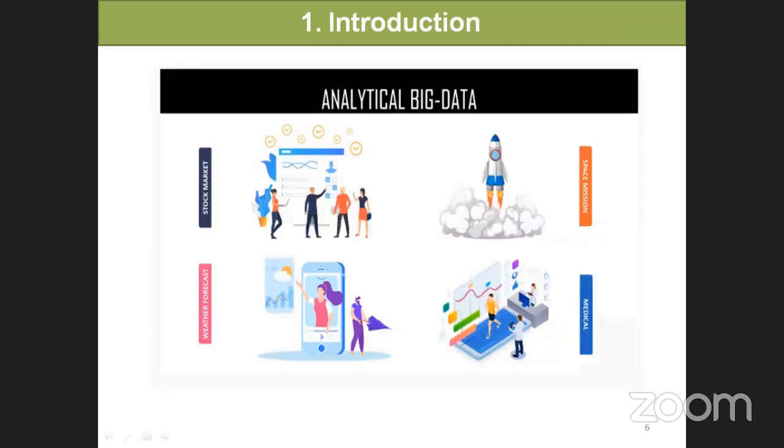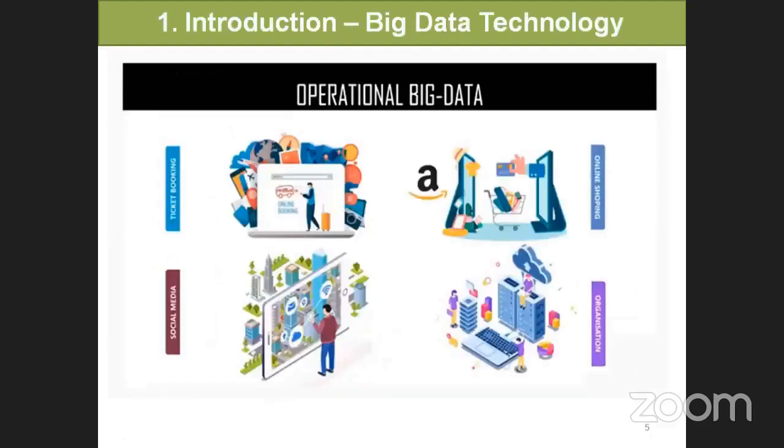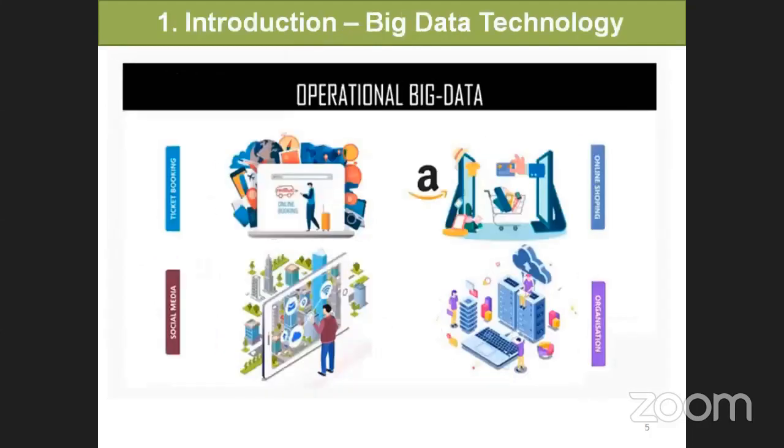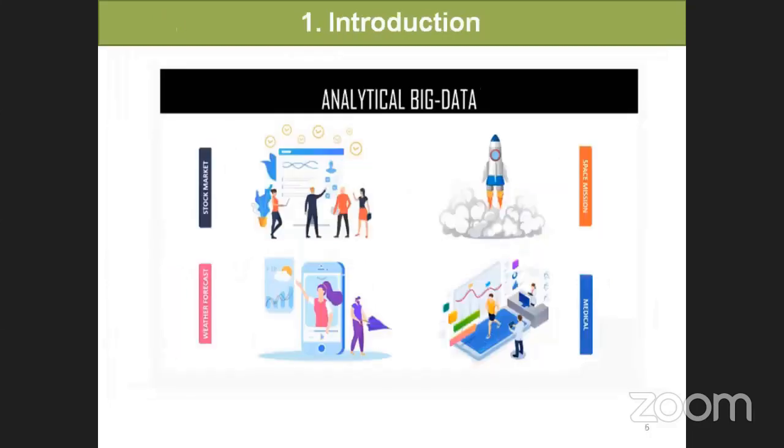These are a few examples of analytical big data. One is the stock market, then weather forecasting, the medical field, and space missions. Here we are going to incorporate predictive analysis, whereas in the previous one we get descriptive analysis; here we are getting predictive analysis. So there are two types of big data: one is operational big data, and another one is analytical big data.